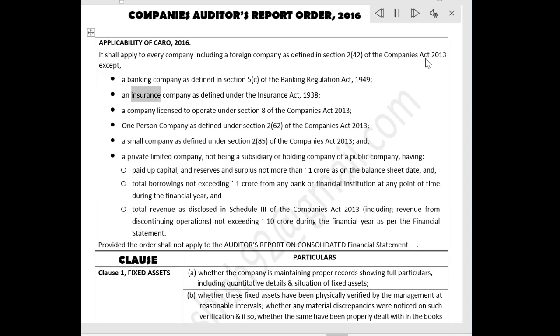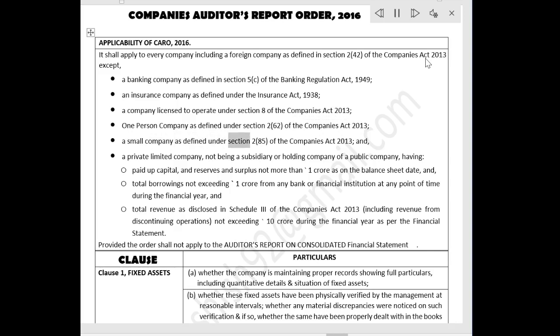1949. An insurance company, as defined under the Insurance Act 1938. A company licensed to operate under Section 8 of the Companies Act 2013. One person company, as defined under Section 2(62) of the Companies Act 2013.